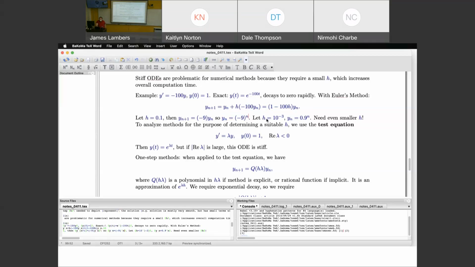All right, fine. Choose h equal 0.001. Now we have 0.9 to the n. At least it's decreasing now as n increases. It's decaying instead of growing. But still not fast enough. Really should have an even smaller h to get a reasonably accurate solution.